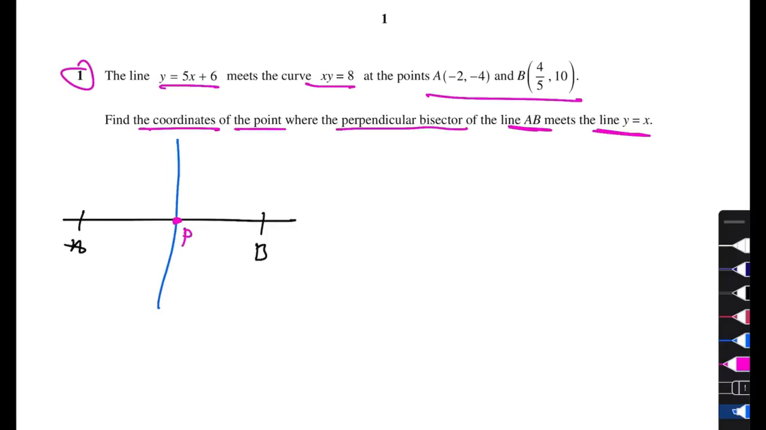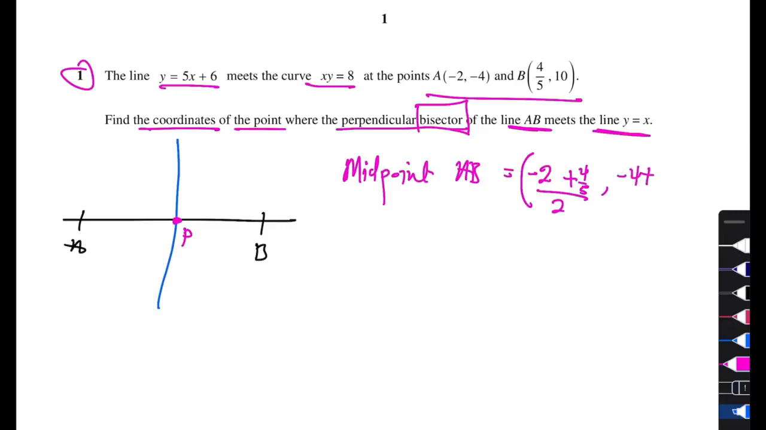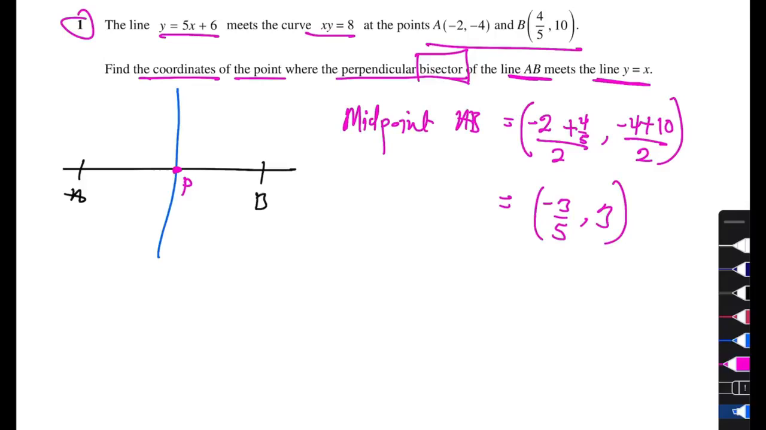Now let's find the coordinates of the midpoint P, because it's a perpendicular bisector. The midpoint of AB will be equal to, we sum the x values, -2 plus 4/5, and divide by 2, and then we sum the y values, -4 plus 10, over 2. We will get -3/5 here, and this will be 3. So we have the midpoint now.